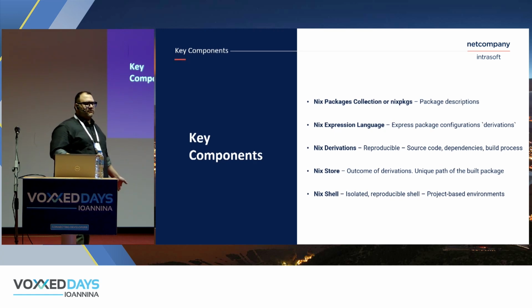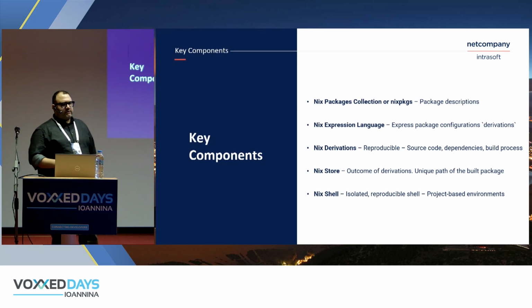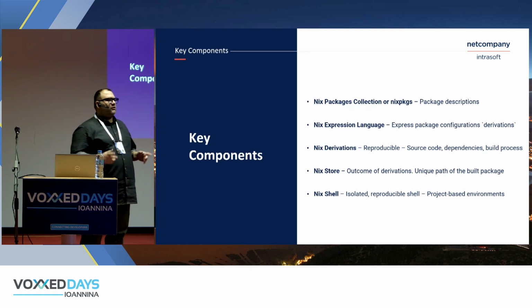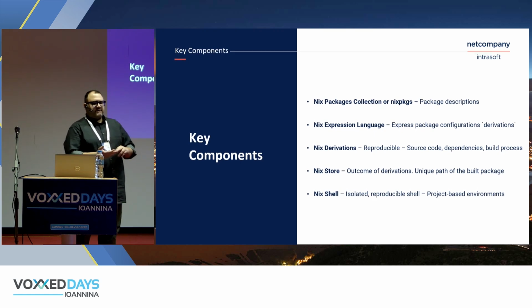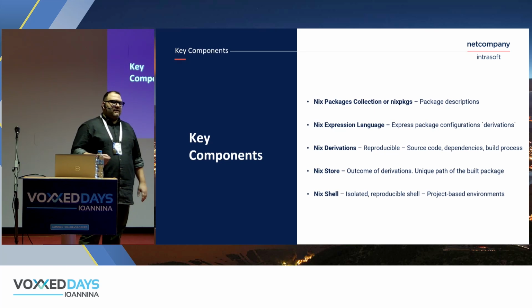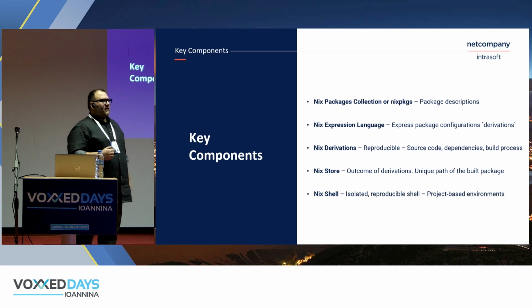A brief introduction to its key components. There are Nix packages, or collections, about 80,000 of them, of various applications and extensions. There is the Nix expression language, which is used to express package configurations, the so-called Nix derivations. Nix derivations are reproducible. They are the source code, the dependencies, and the build process, all combined in a declaration, and of course those produce the built package. The source code is hashed, which contributes to the reproducibility of the Nix derivation, and also to security.